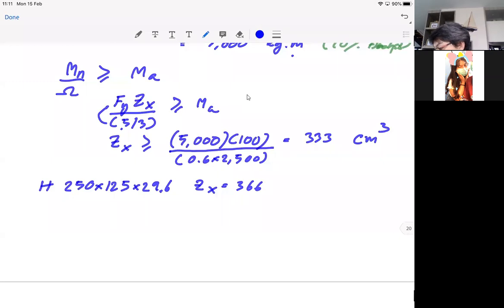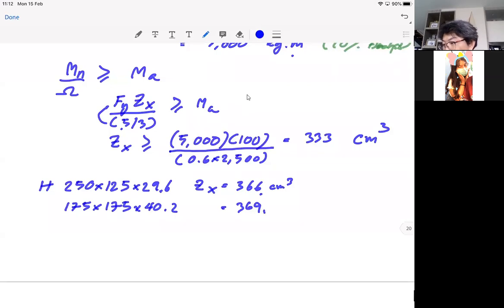You see the next one in the table is 175 by 175 by 40.2. It has Zx equal to, oh, I should write down the unit. It's a good habit. This is equal to 369 cm³. You see, slightly better, but it weighs more. But you can also notice that this is the square one, so it's a column section.